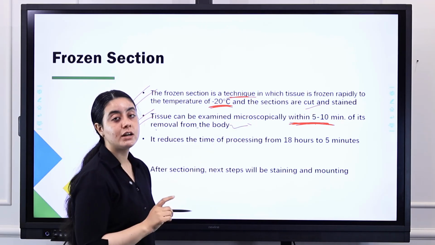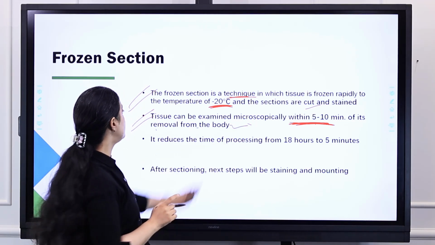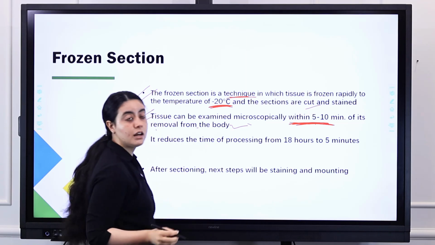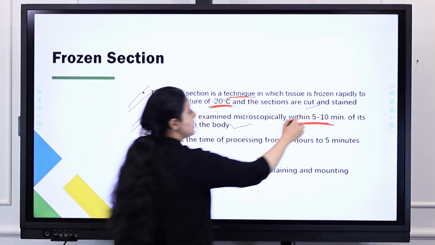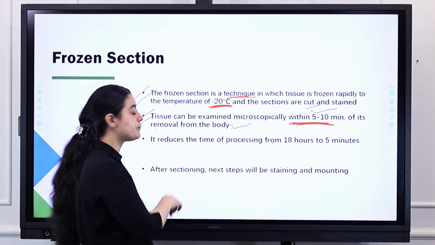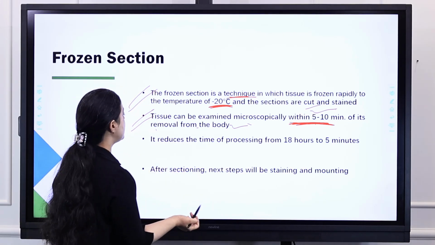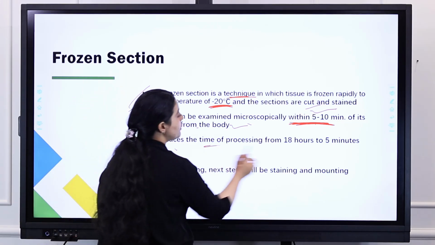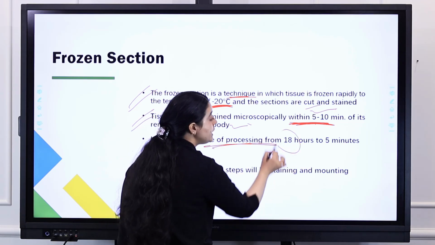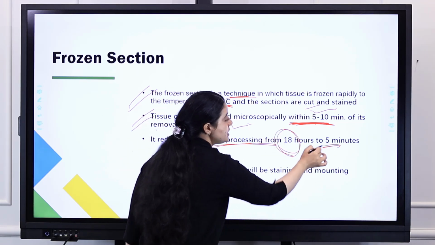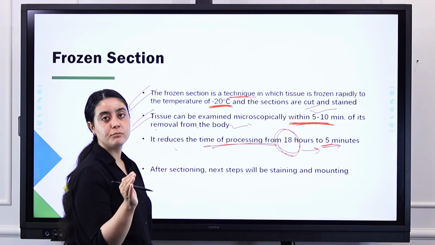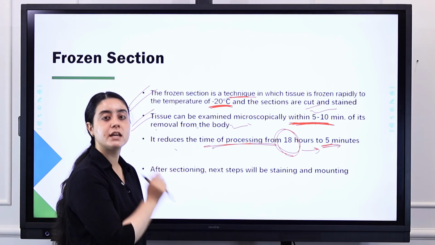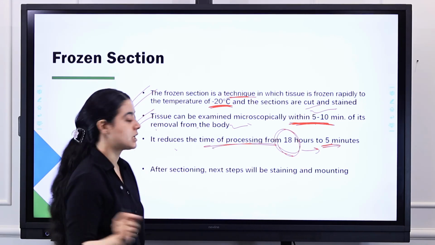So what is the advantage of frozen section? You see that we can stain our tissue within 5 to 10 minutes after removal from the body. So it saves our time, right? This is the advantage of this technique. It reduces the processing time from 18 hours to 5 minutes. So it is a huge difference, right? From 18 hours to 5 minutes. So it saves our tissue processing time, right?